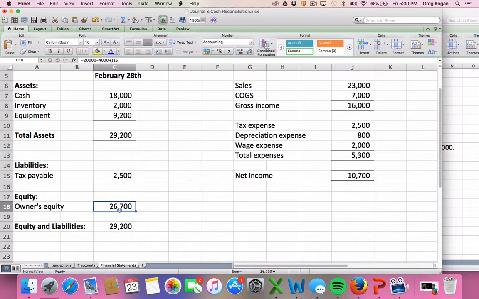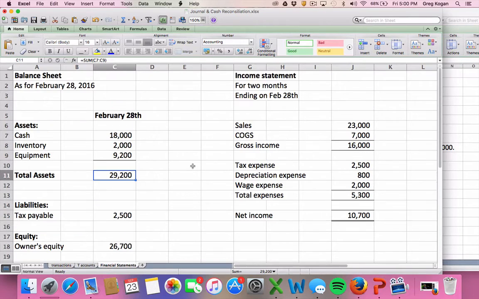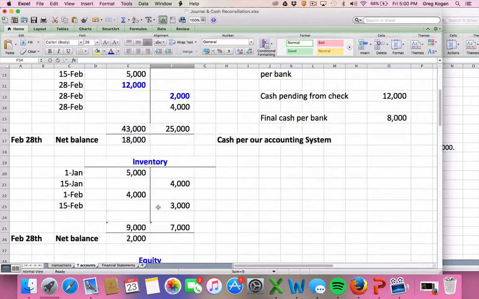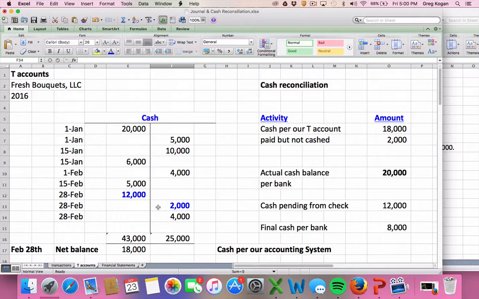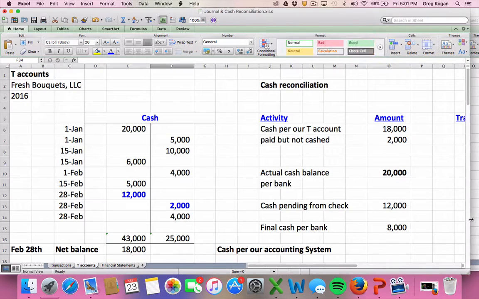And then what we have here is the 16, or the total amount, plus the income that actually goes into equity as well. And equity and liabilities together equal the assets. So we know that everything we recorded balanced out. Okay? So with that said, I wanted to go over the cash reconciliation piece.